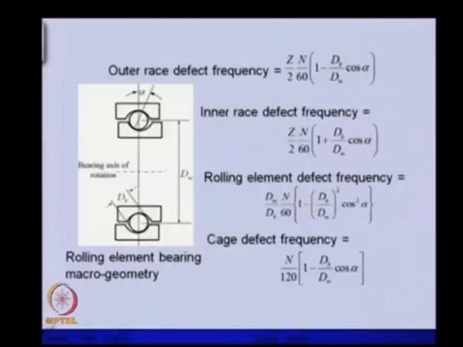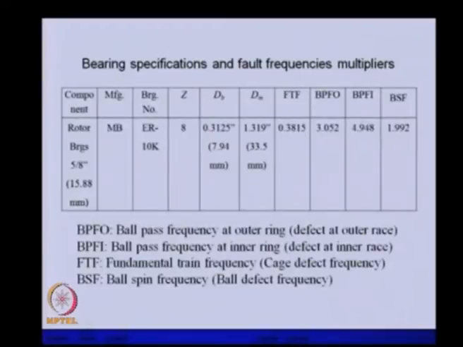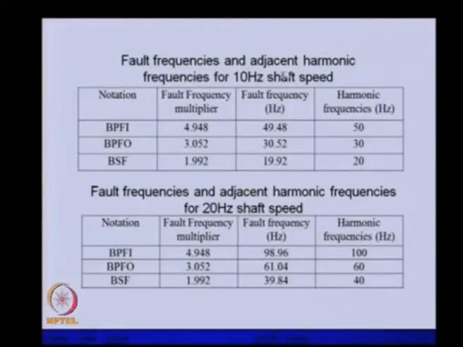Whatever formula we gave, if we remove the speed part and the division by 60, these are the factors. So, you can see FTF is the cage defect frequency, BSF is the ball defect frequency. Similarly, this is the ball passing frequency for the outer raceway and this for the inner raceway. So, this is for the outer raceway defect, this for the inner raceway defect. These are the factors. If we multiply by the speed of the rotor, we will get what frequency will be coming because of these faults. So, at 10 hertz, if you are operating the rotor, we can see different kinds of faults.